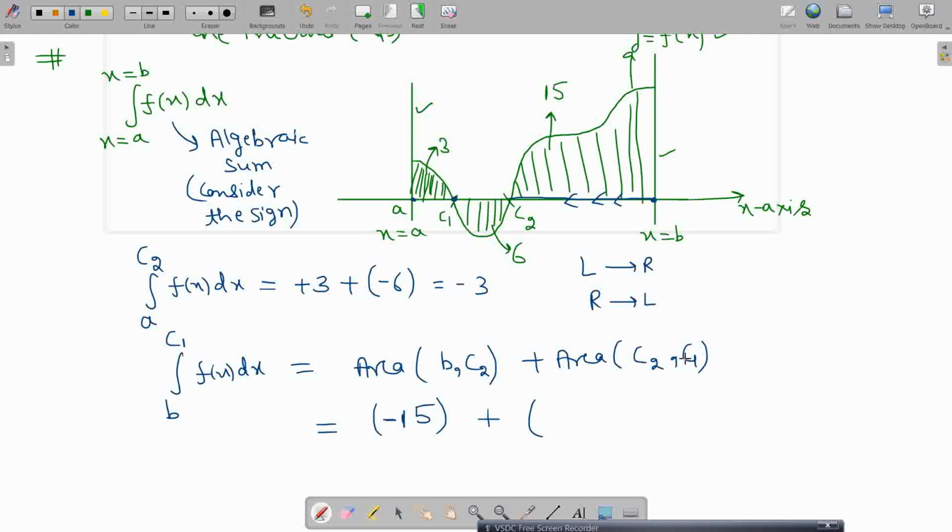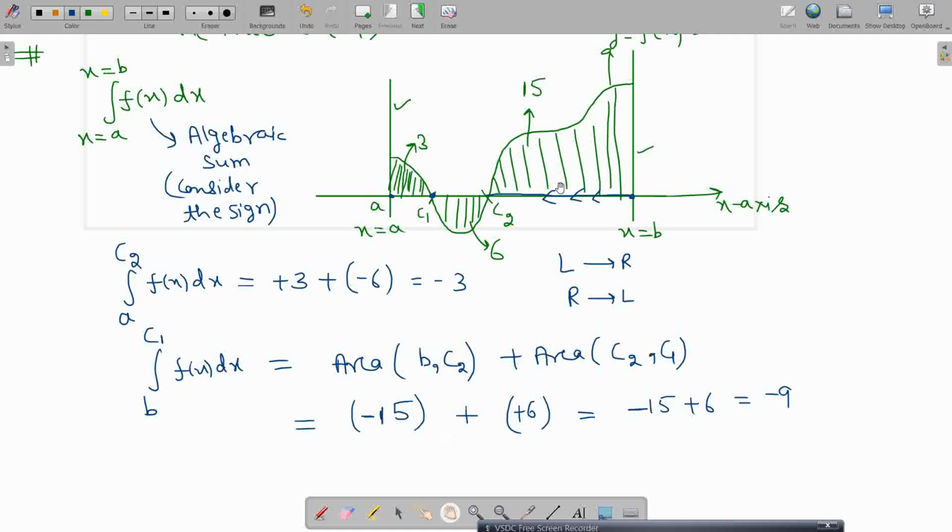Now what about the area from C2 to C1? It is 6, but it is below x-axis, so that means we have to choose the plus 6 sign, right? So what is the answer now? So minus 15 plus 6, which is minus 9. I hope you get some idea how you will go with the sign convention.